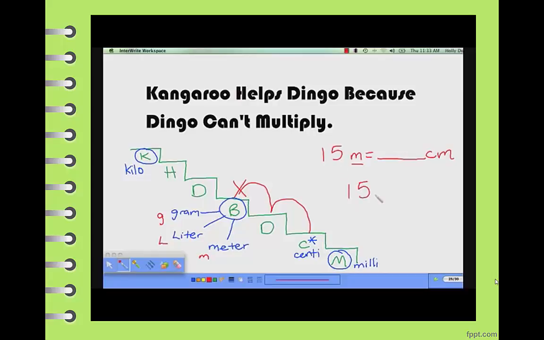So in the whole number 15, moving that decimal 2 times to the right, because as we go down the stairs, we're moving to the right. 1, 2, fill in the empty holes. So 15 meters is equal to 1,500 centimeters.